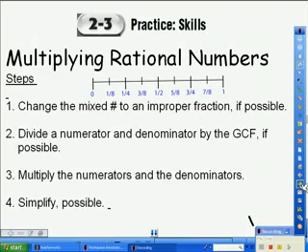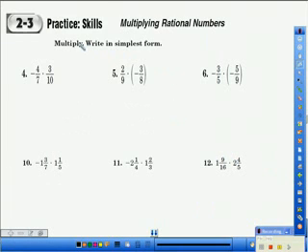Let's look at today's lesson. Multiply, write in the simplest form. The first thing we said, look to see if you can cancel something. And if so, please feel free to go on and do that. So we see we can find the GCF for 4 and 10. This is number 4 in your practice skills book. For 4 and 10, we see that it is 2. That is right. So 2 into 4 is 2, and 2 into 10 is 5.